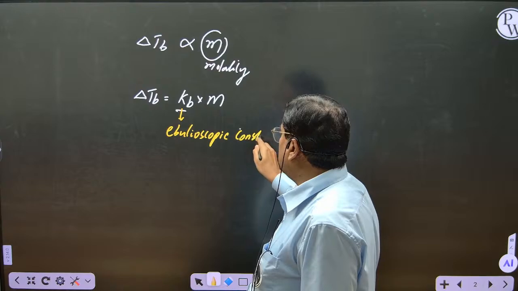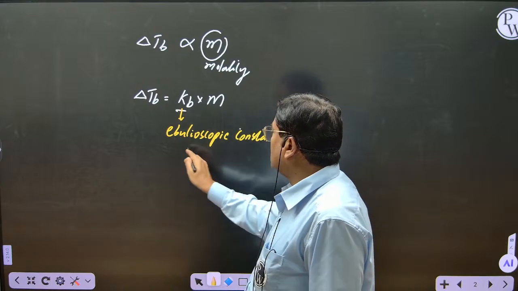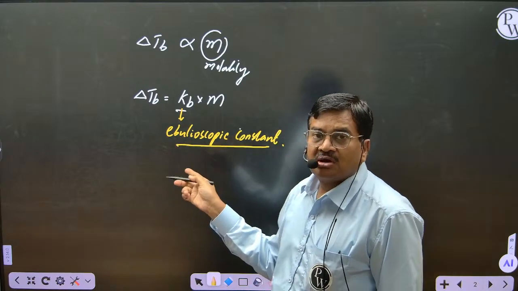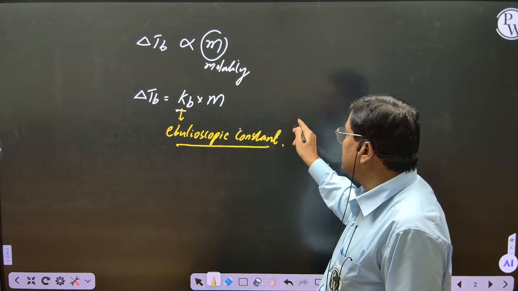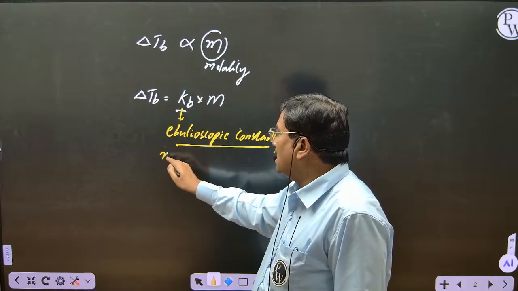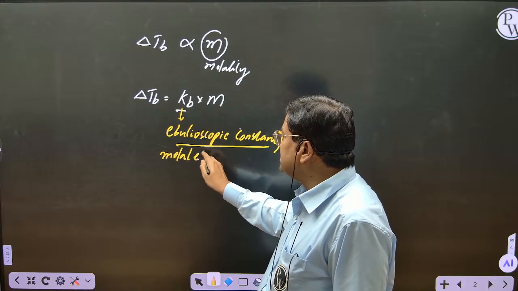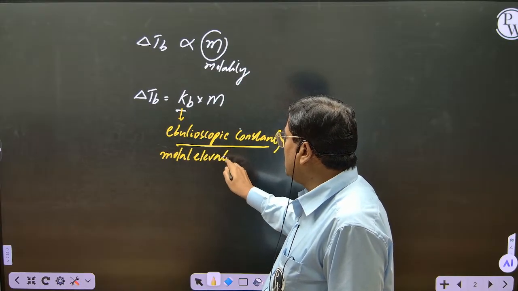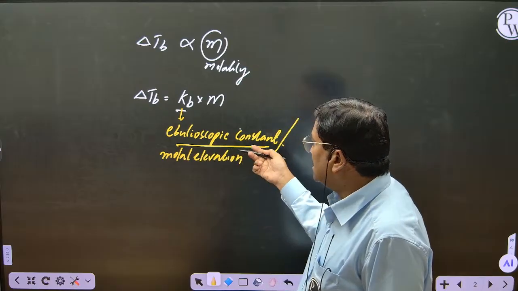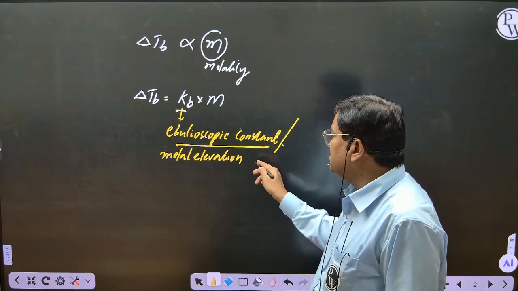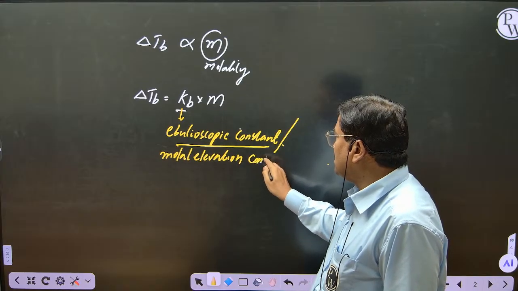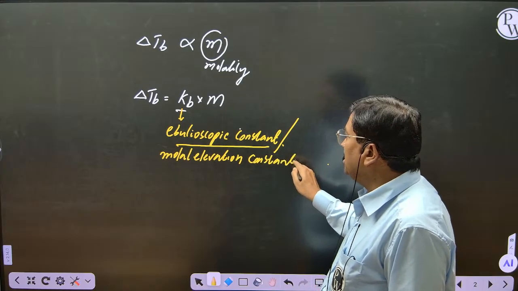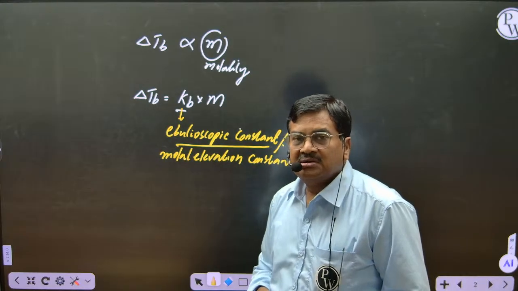Ebullioscopic constant, or this is also called molal elevation constant. See, this Kb is also called molal elevation constant. So very important. In JEE they can ask you this. This Kb is called molal elevation constant, or we also call it ebullioscopic constant.